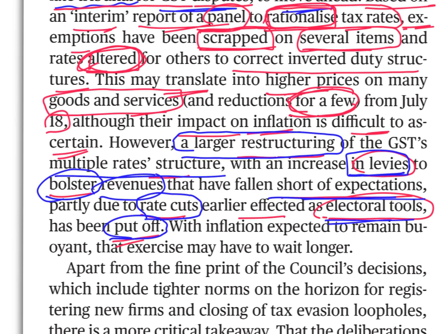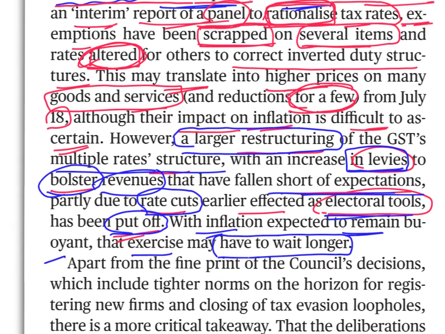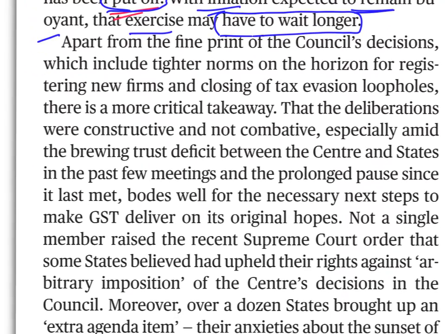With inflation expected to remain buoyant, that exercise may have to wait longer. Right now inflation is not in the comfortable zone. Right? Inflation has to be within the 2% to 6% bracket as per the mandate of the Monetary Policy Committee given to them by the Government of India. Unfortunately, right now inflation is not under control. It is buoyant, which means it is quite high right now. So until inflation comes down, we may need to wait to bring in such large scale changes in GST rate structures. So with this we are done with the first paragraph.